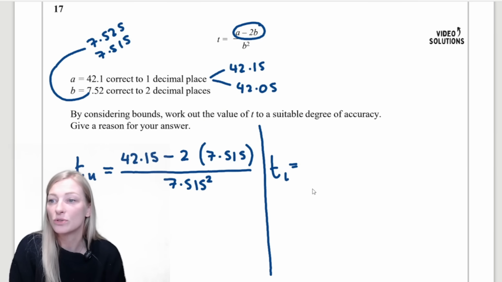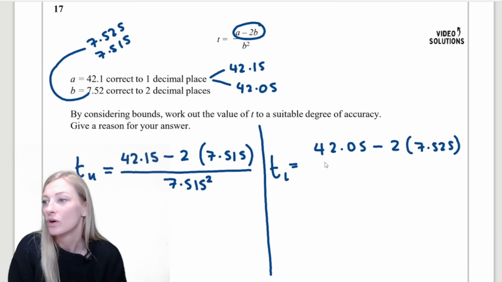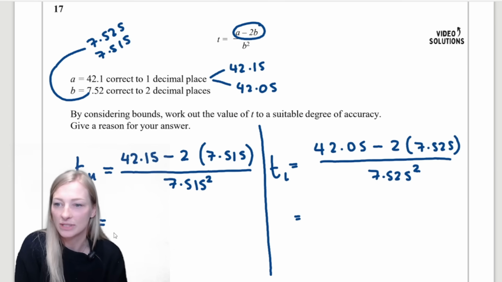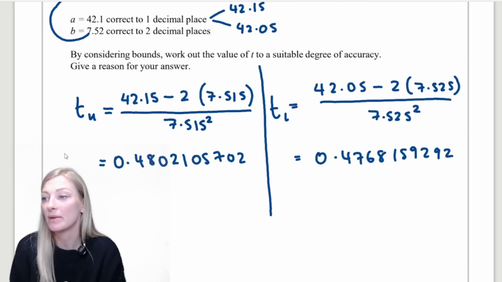Same for the other one, but we're going to use all the opposite values. I'm going to do the smallest value of a, so 42.05 minus 2 lots of the biggest b, 7.525, all divided by b squared, 7.525. We want the biggest value of b on the bottom being squared. Let's work out each of those then. Okay, those are both of the answers for each of my bounds, my upper bound and my lower bound.